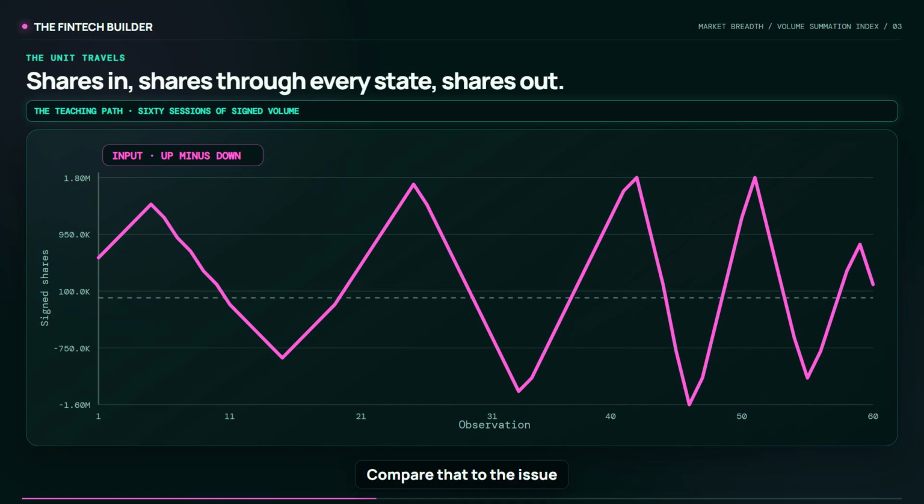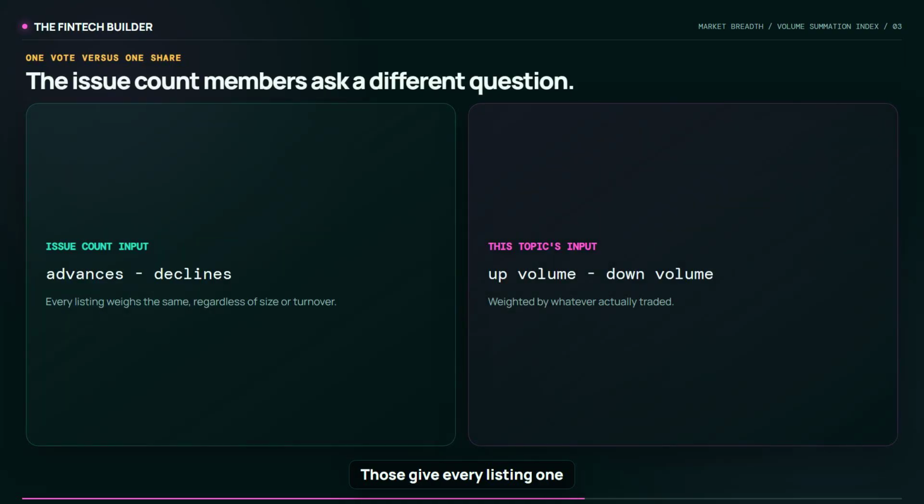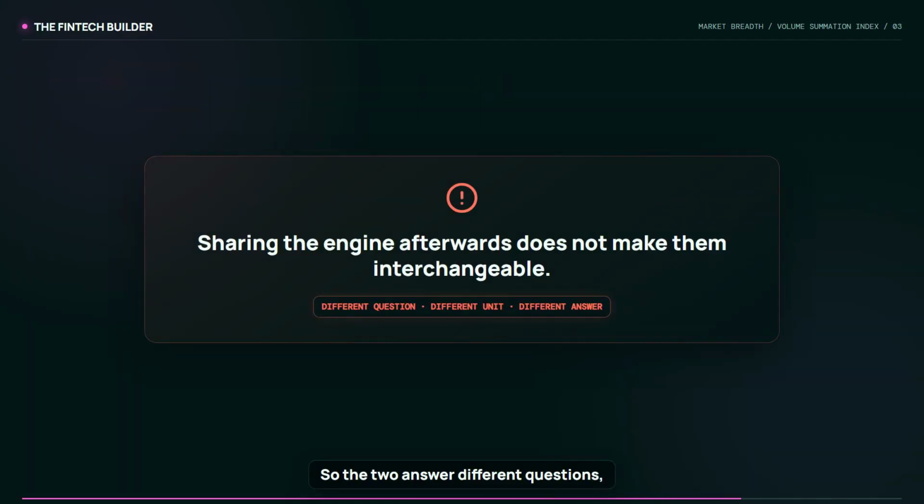Compare that to the issue count members of this family, where the input is a count of listings that advanced minus a count that declined. Those give every listing one equal vote regardless of size. This one is weighted by whatever actually traded. So the two answer different questions, and sharing the same engine afterwards does not make them interchangeable.